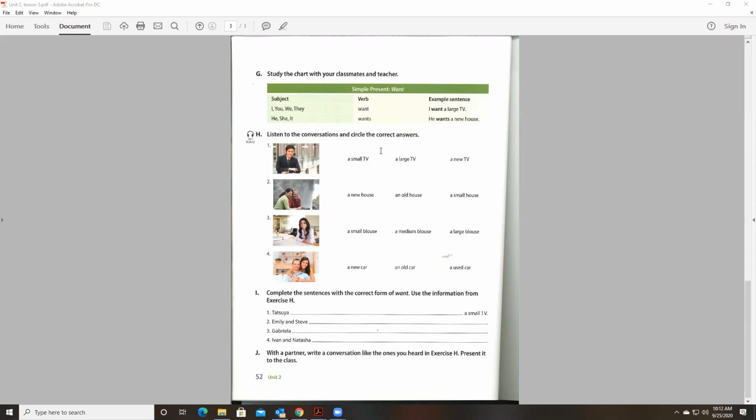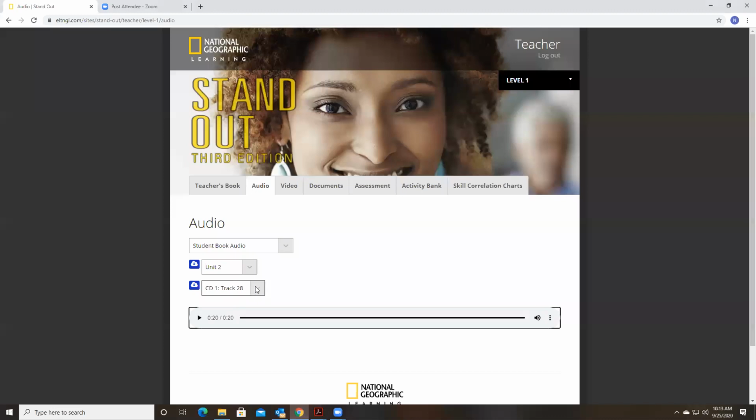If the subject is he, she, or it, your verb will have an S, like wants. He wants a new house. Now, let's listen to the conversations and then circle the correct answers for age. So first one is over 29.